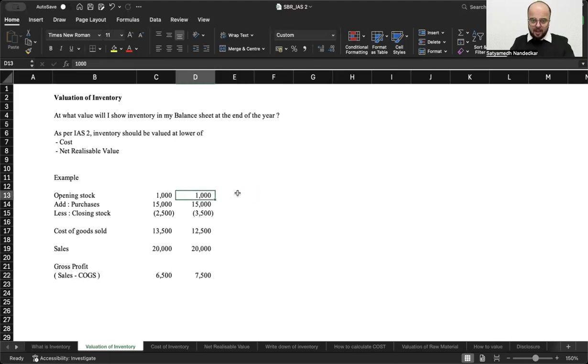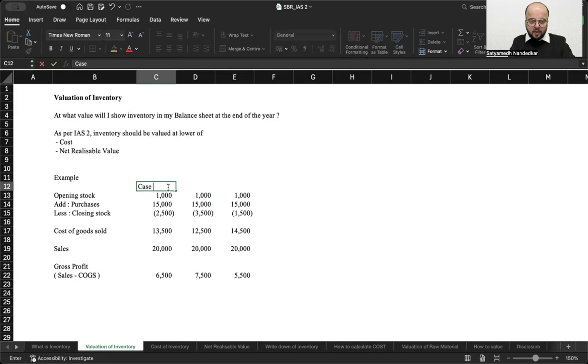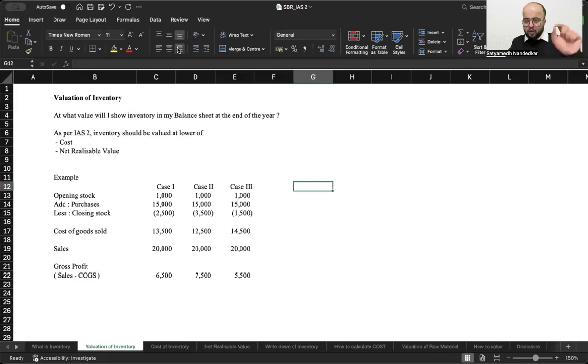One more, last scenario. Okay. Instead of 2,500, now my closing stock is 1,500. How much is my gross profit? My gross profit is 5,500. So case 1, case 2, and case 3. Okay. Now, please understand, what do you observe by looking at these three cases?